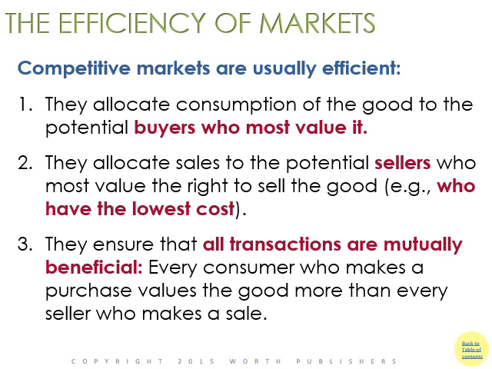Competitive markets are usually efficient because consumption is allocated to the buyers who are willing to pay the most. Sales are allocated to sellers who have the lowest opportunity cost. And each transaction in the market is mutually beneficial, or mutually favorable, because the consumer is willing to pay at least that much for the product or more, and the producer is willing to take at least that much or possibly less. So every transaction is one that's mutually favorable to both the buyer and seller.